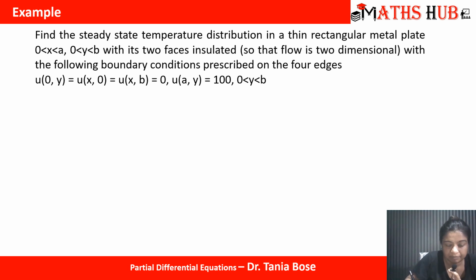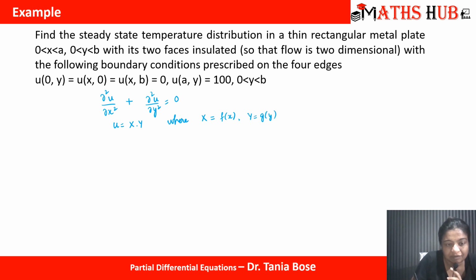So how to solve this problem? We know that we solve all the applications of PDE by the method of separation of variables, right? Under the steady state temperature distribution, the Laplace equation turns out to be del square U by del x square plus del square U by del y square is equal to 0, right? Now according to the method of separation of variables, u is equal to X into Y, where capital X is a function of small x and capital Y is a function of small y, right?